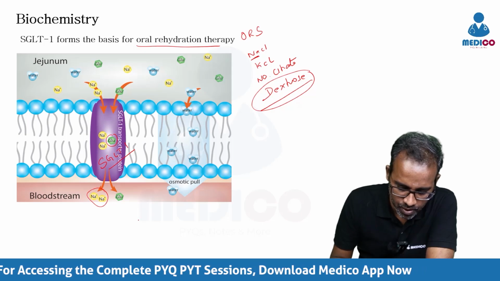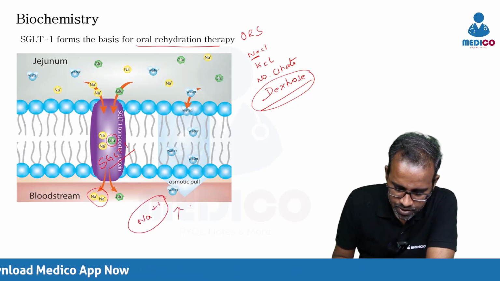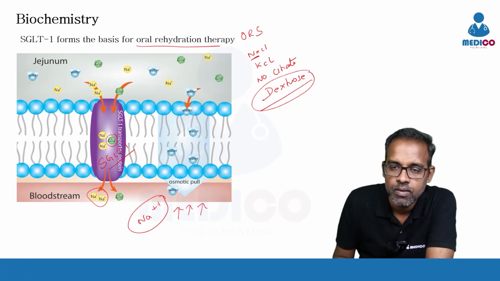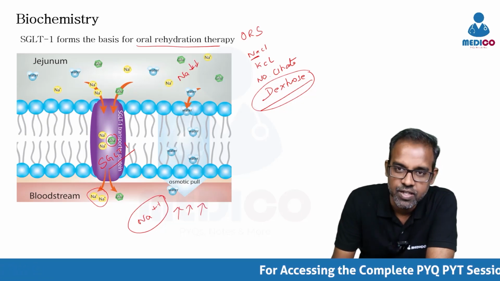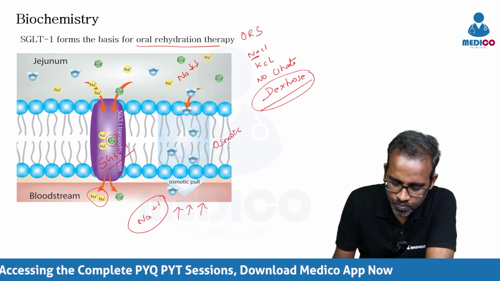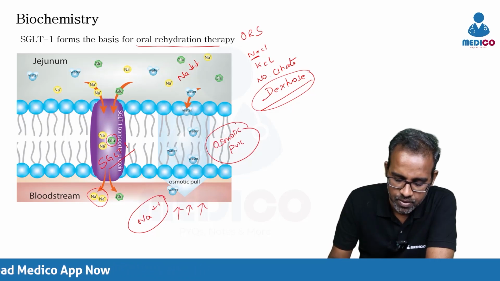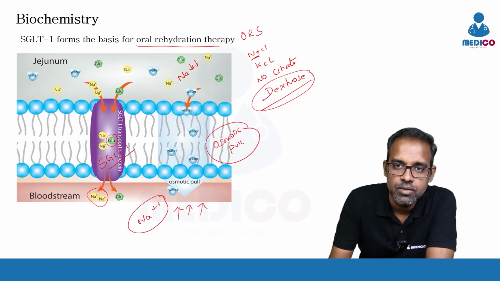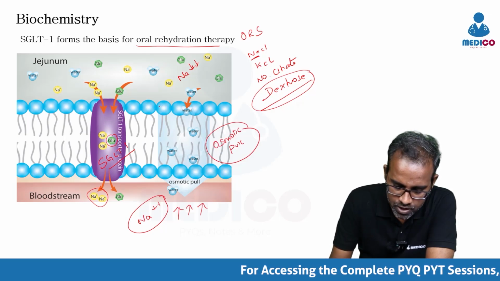So what happens? The sodium concentration in the bloodstream increases, whereas in the lumen it will be low because everything is coming inside. This will create an osmotic difference between the bloodstream and the luminal side of the bowel. So this pulls water.